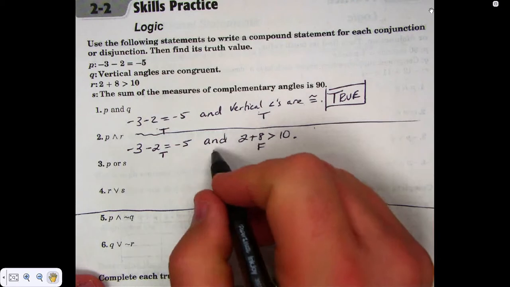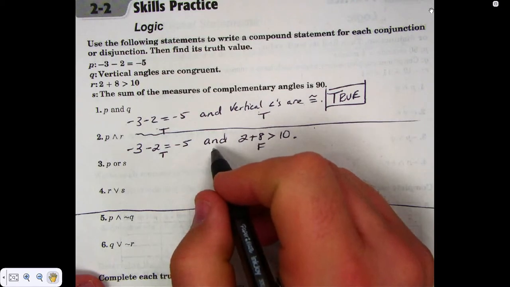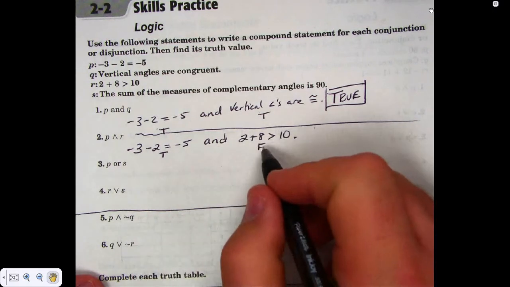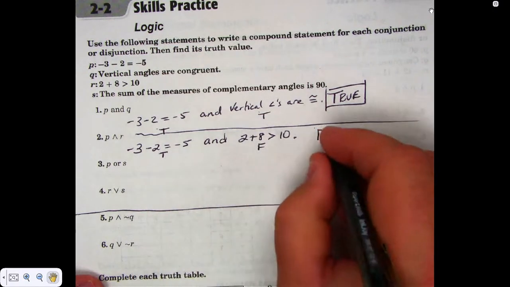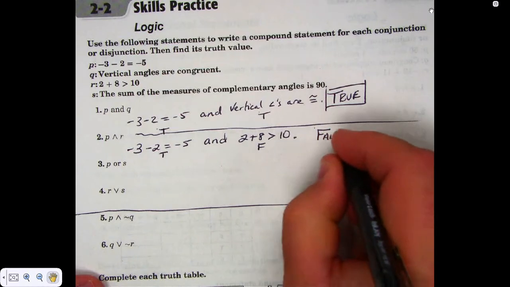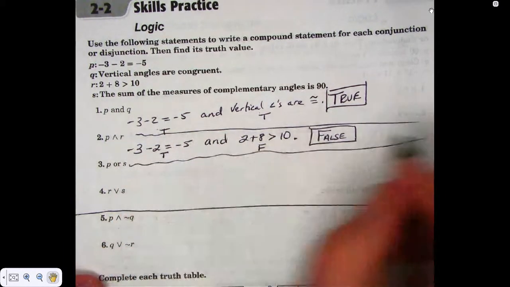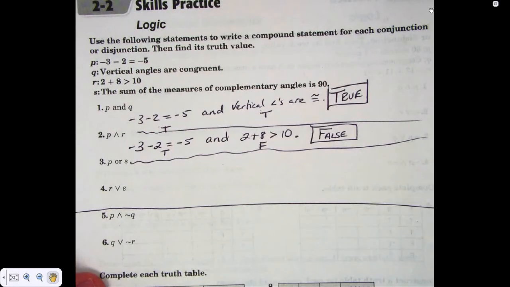If I had said or, would this be true? But I didn't. I said what? So what has to be true? The first part and the... So, what's my truth value here? Because both have to be true. How are we there, okay?